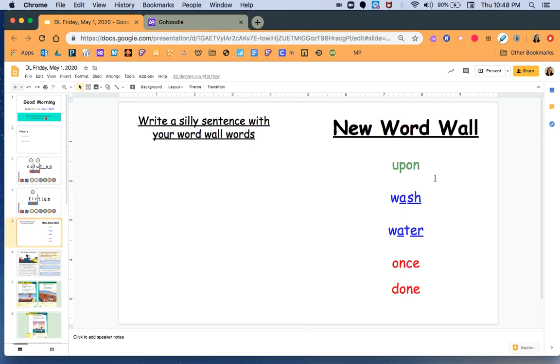Okay, so our word well words, this is our last day of the week. So we have upon, wash, we got that schwa sound, that ah. Water, we got that ah sound again, once, and done.